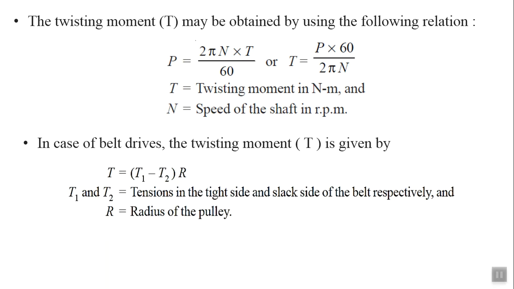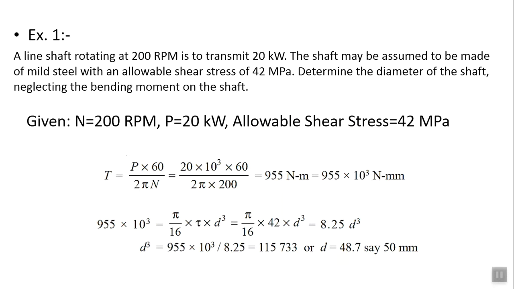Let us try to discuss one example. Here, a line shaft rotating at 200 rpm is to transmit 20 kilowatt power.